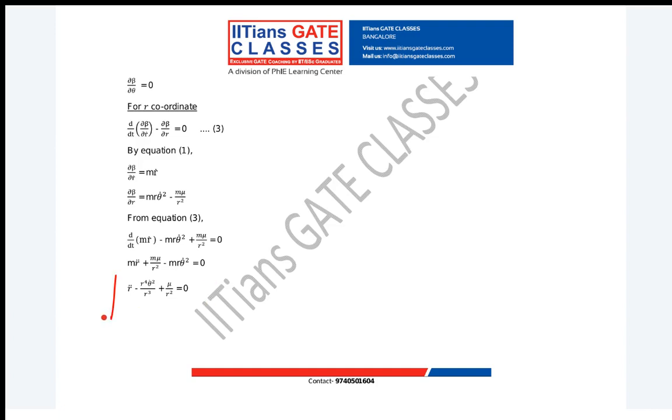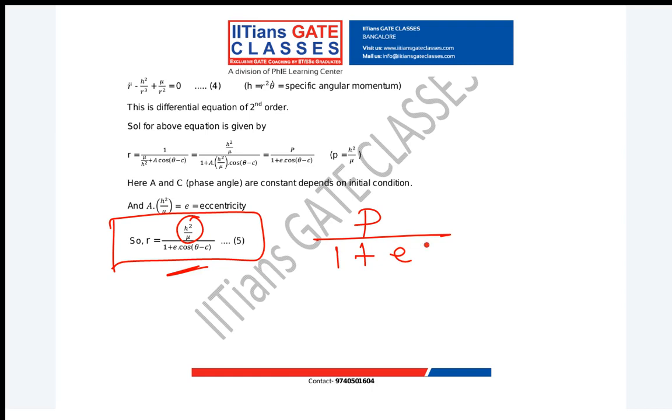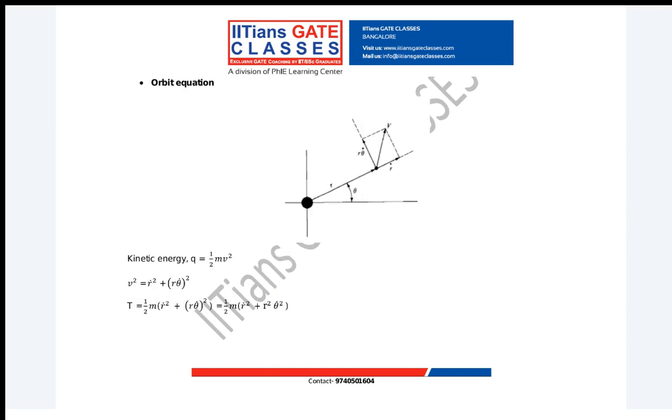See, this is the governing differential equation, and for this, the solution is given by this equation. So at any radius, the trajectory of that particle or object under gravity is given by what? r equals H square by mu upon 1 plus e cos of theta minus c. Or this H square by mu, sometimes people write as p. So it is 1 plus e cos of theta minus c. And c will be 0 also based on the initial condition. So the final r is p upon 1 plus e cos theta. So this is the formula, and from here also a GATE question is there. Now how this formula is arrived at, that I will explain to you guys.